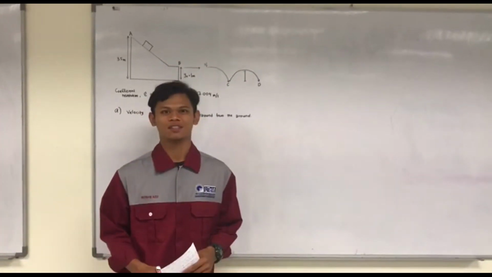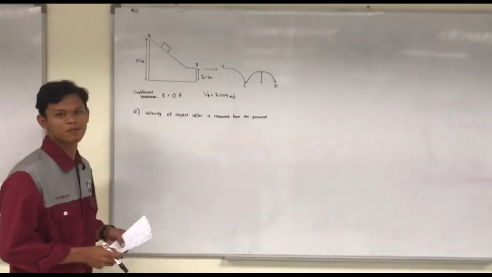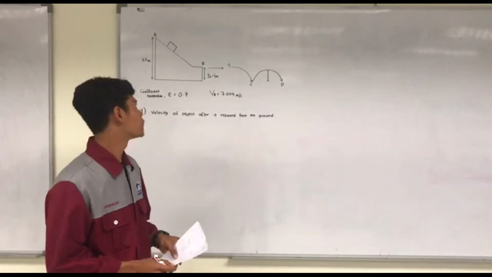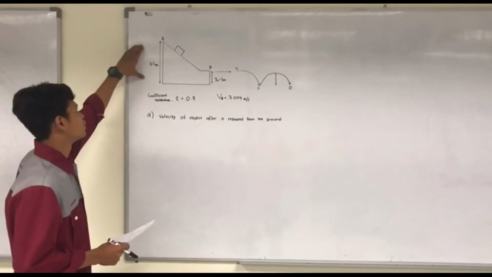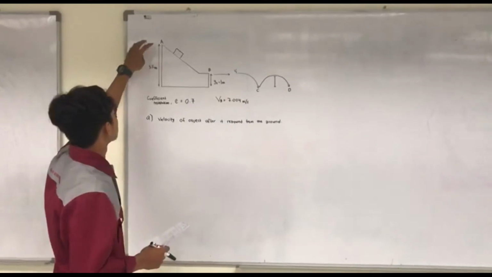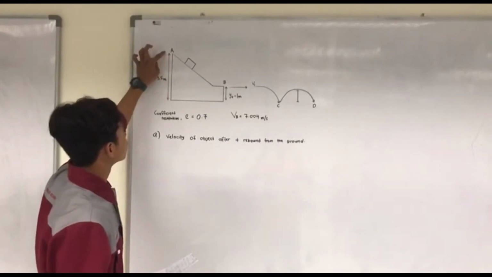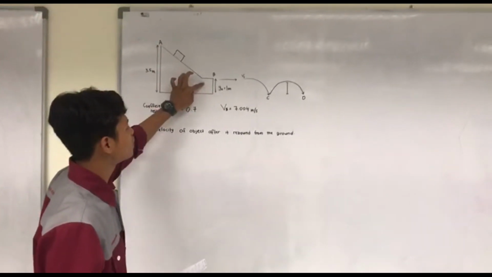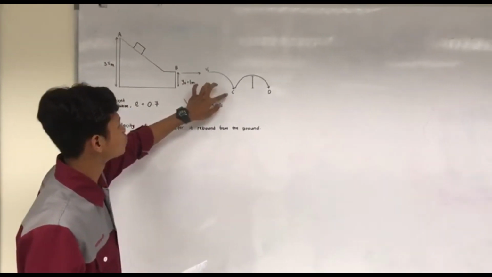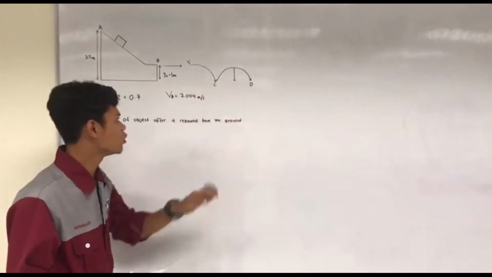Assalamualaikum and salam sejahtera. Okay, today I will discuss our assignment, question 2. First, this is the FBD for the question. The object slips from A, which we know as the beginning, slips to B, and then it passes through to point C and rebounds to point B.